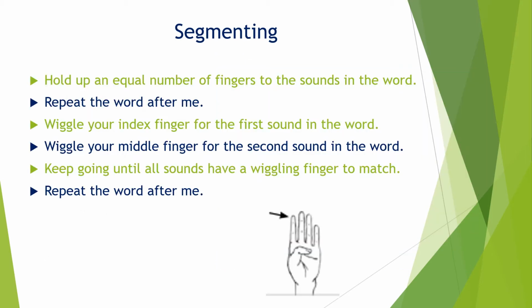Now let's segment those same words. Hold up an equal number of fingers to the sounds in the word. Repeat the word after me. Wiggle your index finger for the first sound in the word. Wiggle or move your middle finger for the second sound in the word. Keep going until all sounds have a wiggling or moving finger to match. Repeat the word after me.